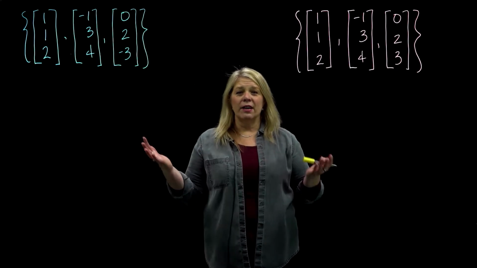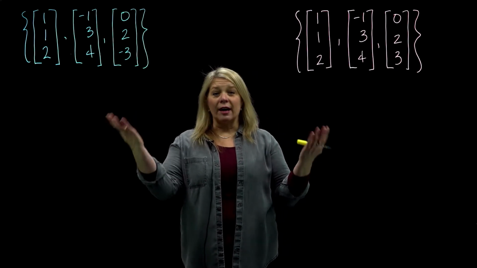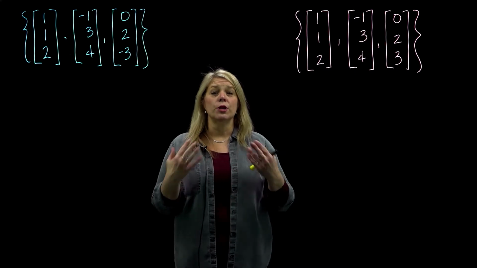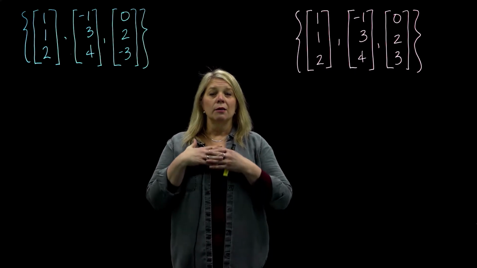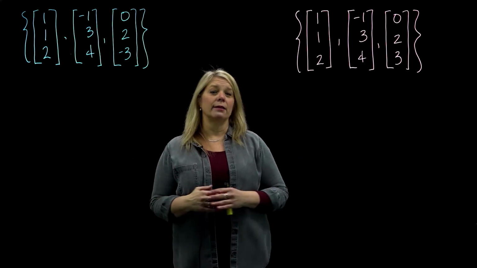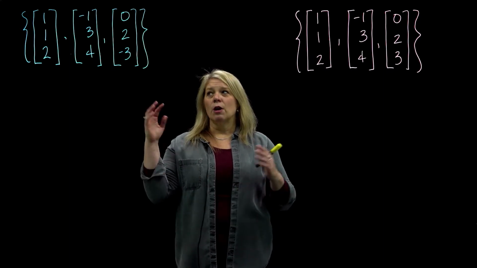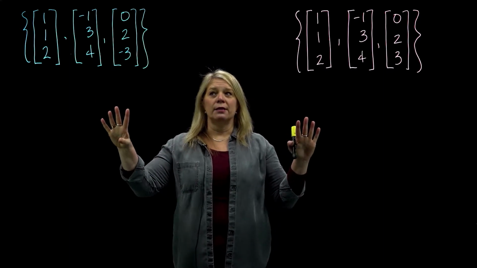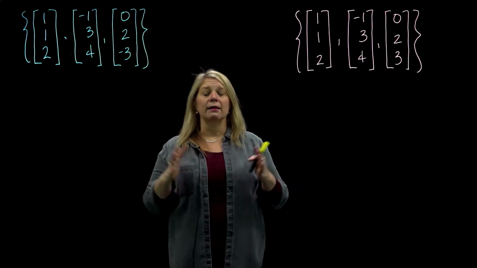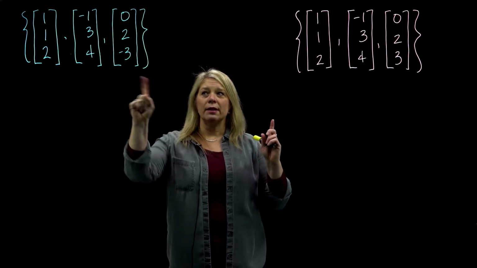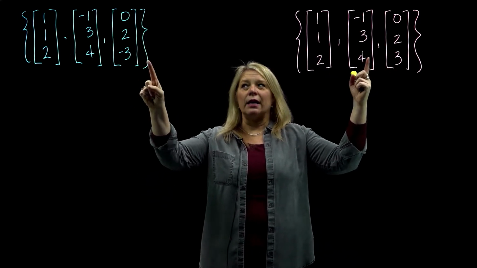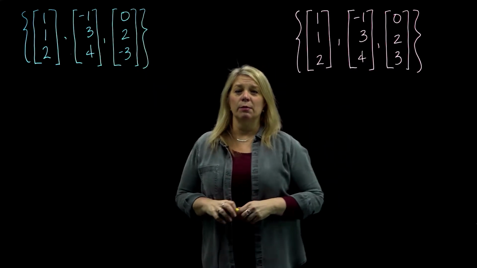Hi, in this video we're going to look at these two sets of vectors and try to show, using the definition, which set is linearly independent and which set is not. One thing you might notice is that they are almost exactly the same vectors. The only thing that's different is that the very last entry in the last vector is a little bit different.